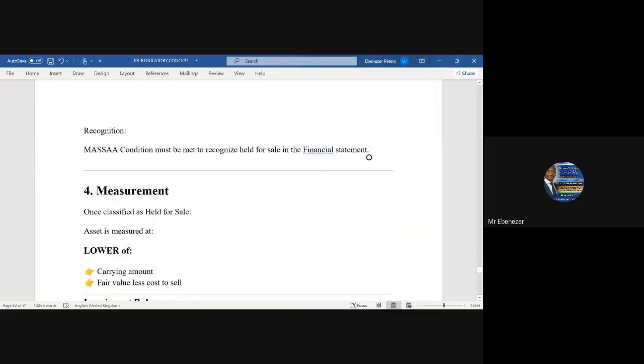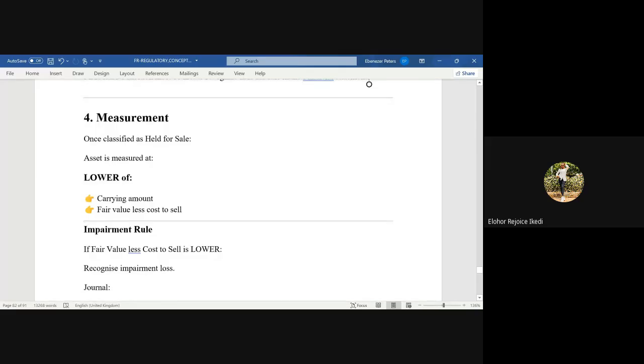The measurement. Sorry, sir, please repeat that. You said now that we should debit. Is it debit non-current asset and credit current asset? Sorry. Debit bank.